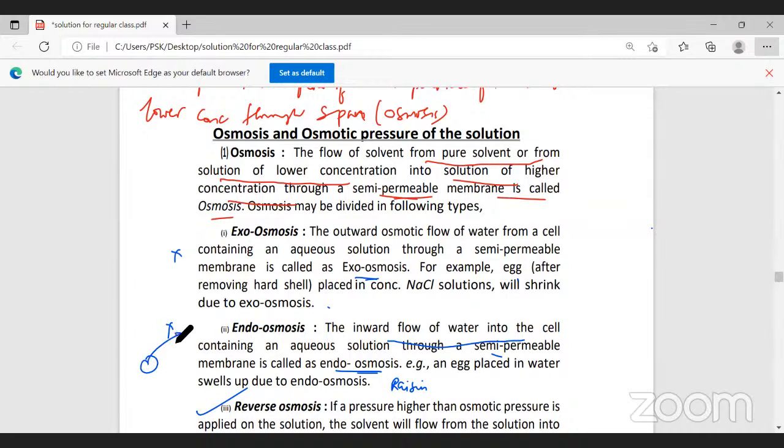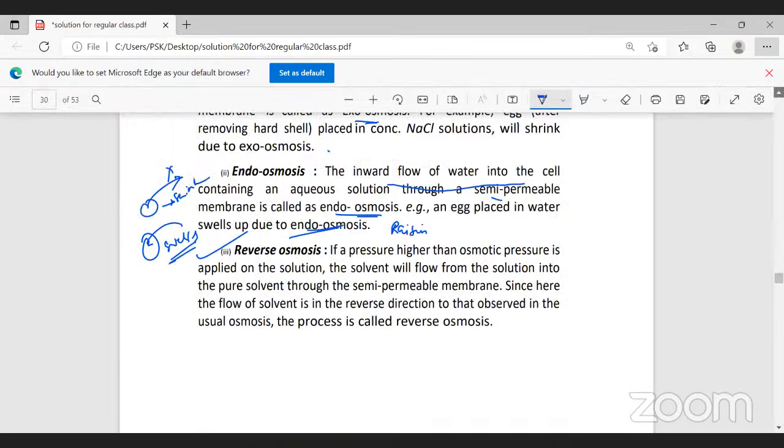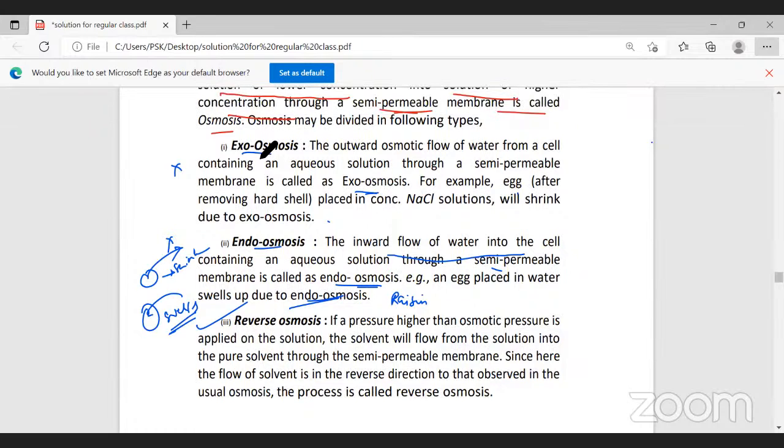The inward flow of water into a cell containing an aqueous solution through a semi-permeable membrane is called endoosmosis. In exoosmosis, water flows from the cell outside, so the cell shrinks. In endoosmosis, water flows into the cell, so the cell swells. Reverse osmosis is in the syllabus, so we will learn it in detail. When water flows out of the cell, it shrinks; when water flows into the cell, it swells. That is endoosmosis.